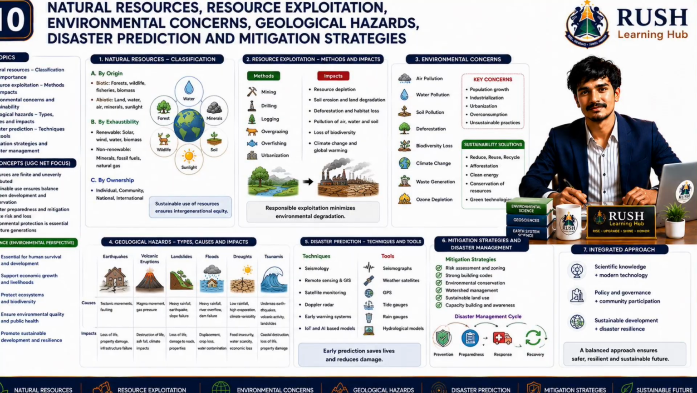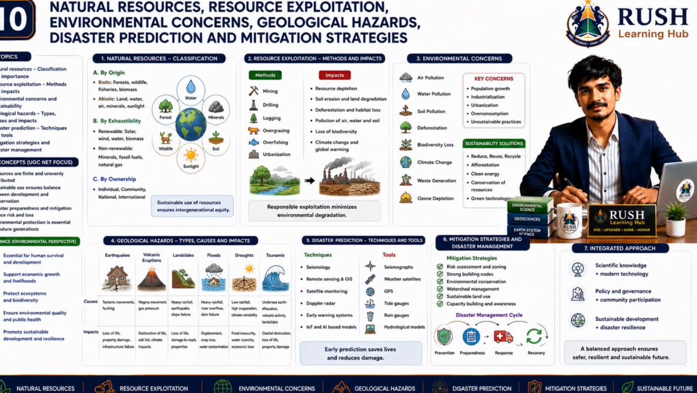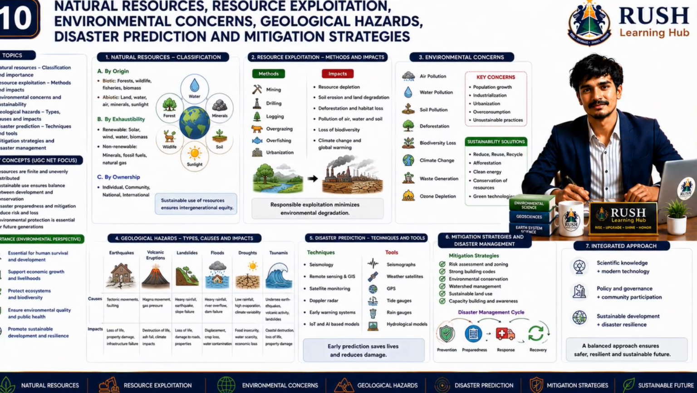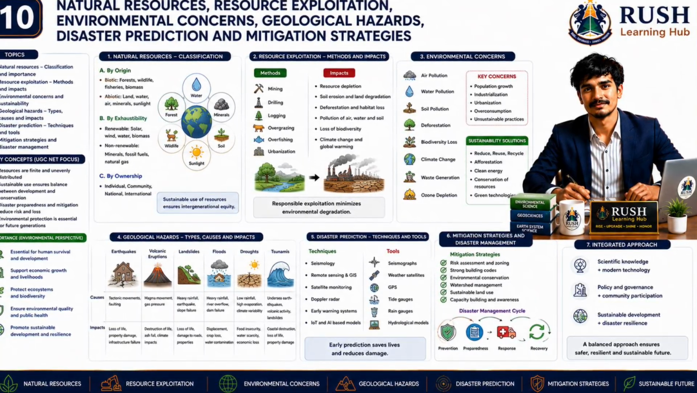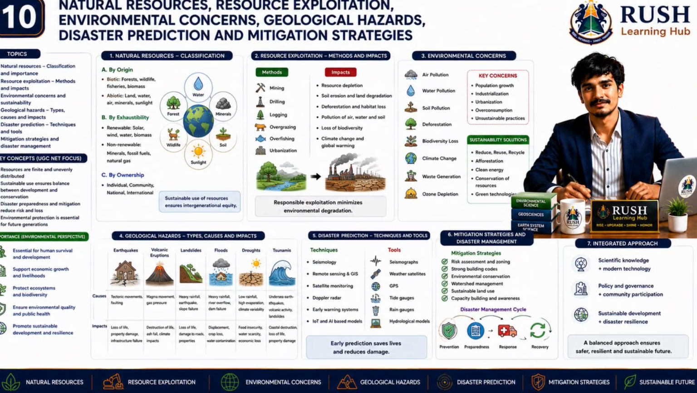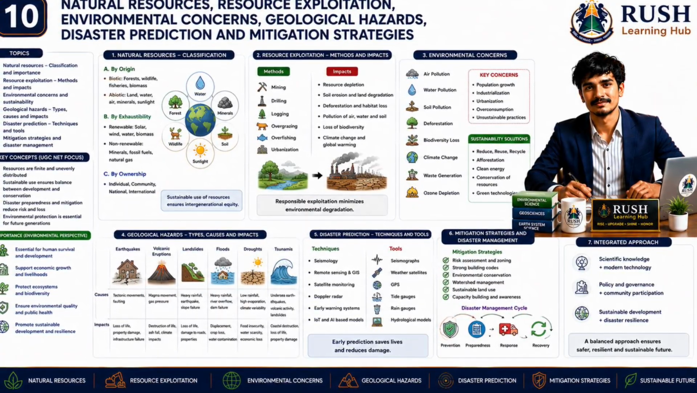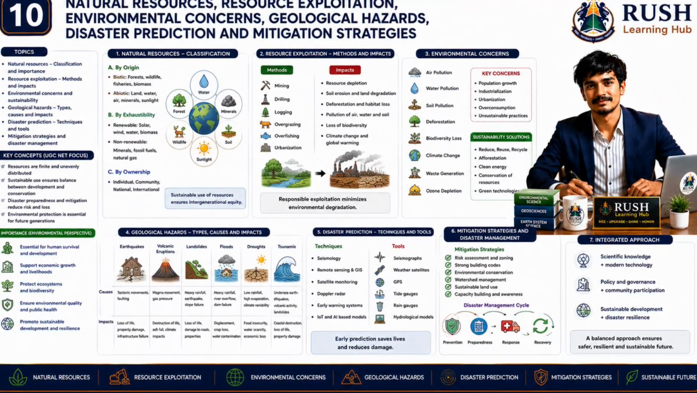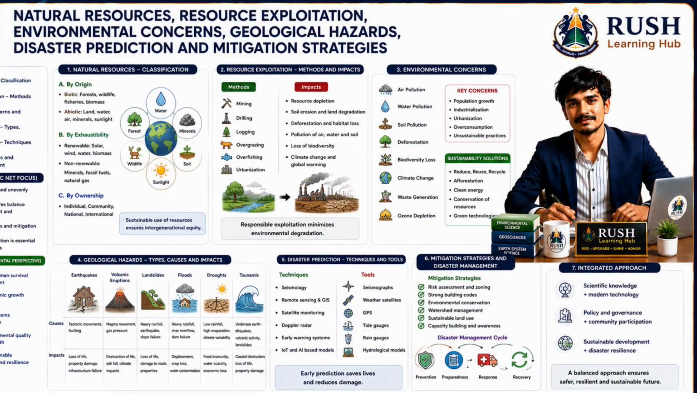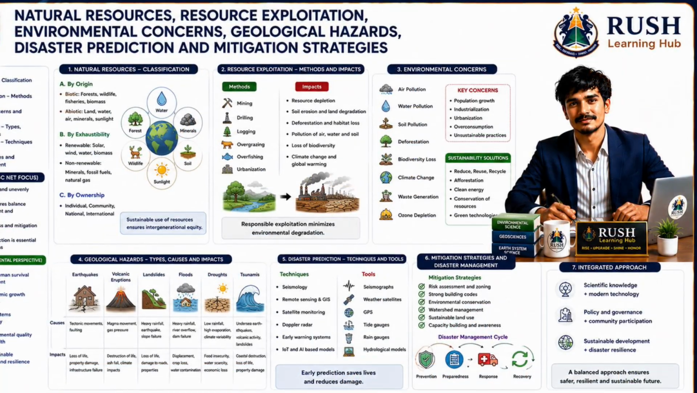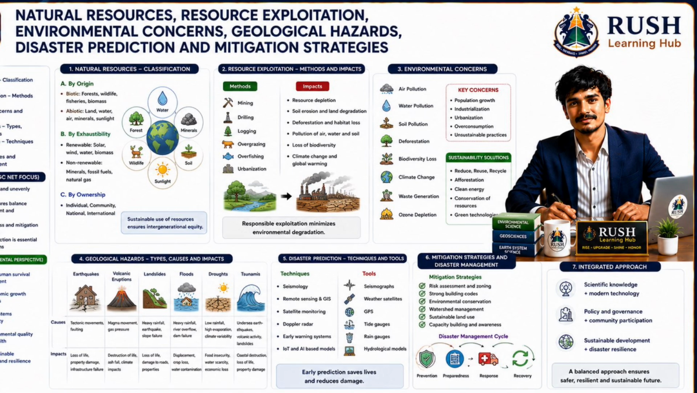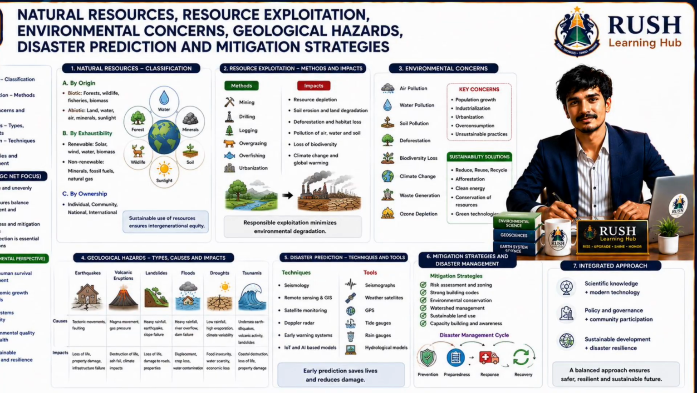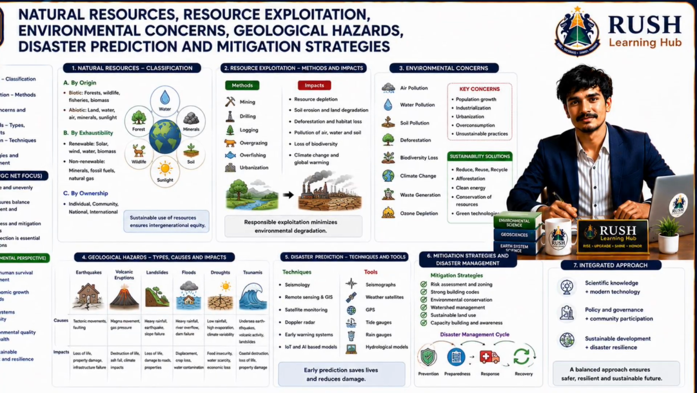Prediction and monitoring of hazards play a crucial role in disaster risk reduction. Earthquake monitoring is carried out using seismographs and seismic networks. Remote sensing and geographic information systems, commonly known as GIS, are extensively used for hazard mapping and vulnerability assessment. Meteorological satellites help predict cyclones, floods, and drought conditions. Hydrological models assist in flood forecasting. Early warning systems significantly reduce casualties and economic losses.